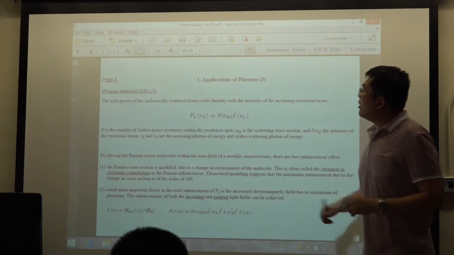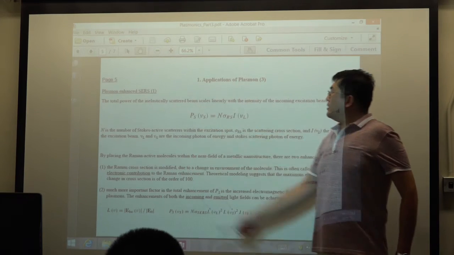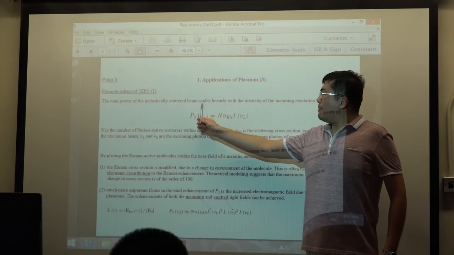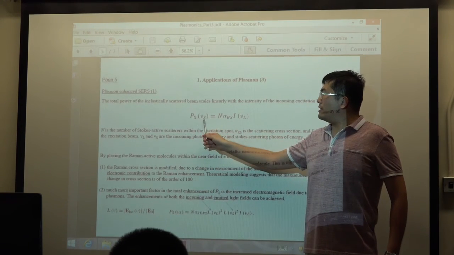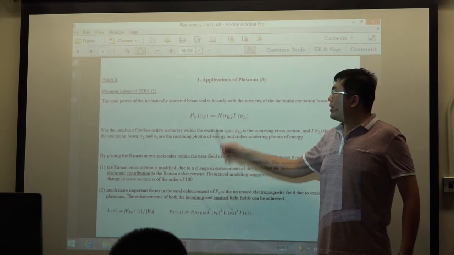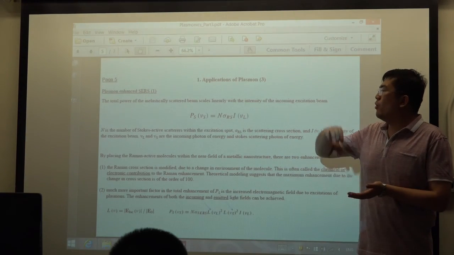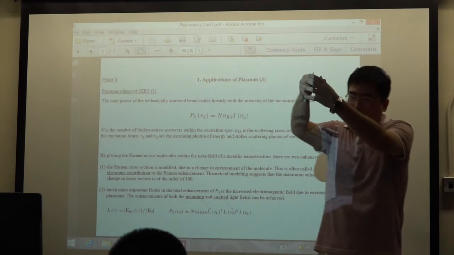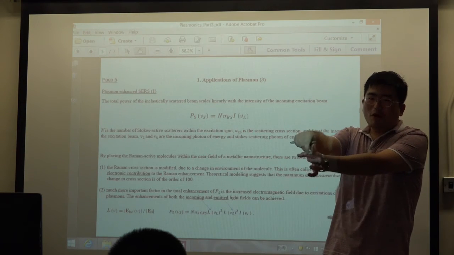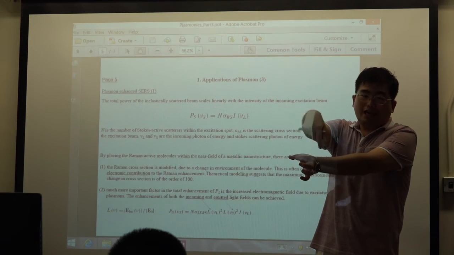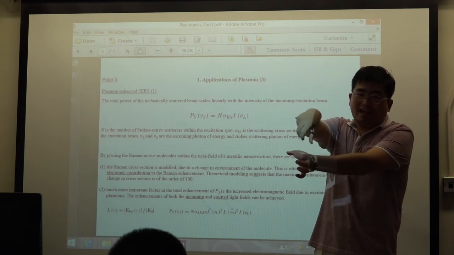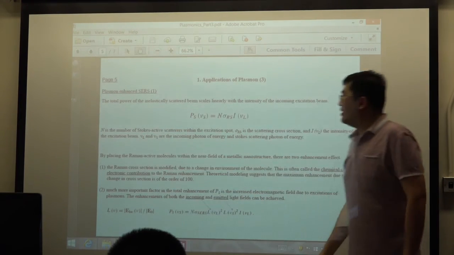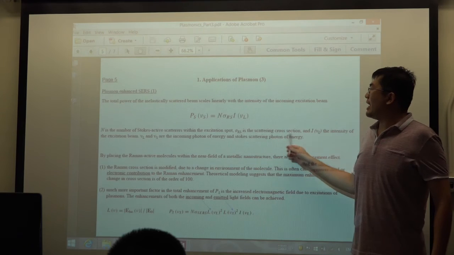So the total power of the scattered beam is linear with the intensity of the incident power. You can see this equation is easy to understand. The scattering power, Stokes scattering or anti-Stokes scattering, equals A. A here is the number of available scatterers. Typically, when you do an experiment, you focus the laser on only a small region. They excite some molecules around this region. They call it the effective scatterer, or Stokes active scatterer, within the excitation spot.